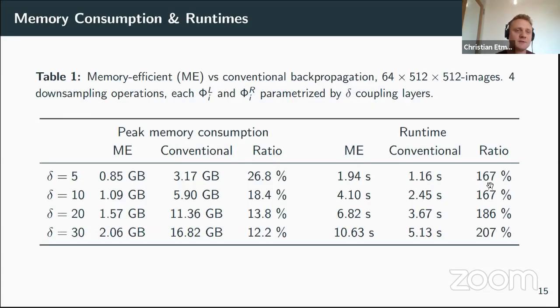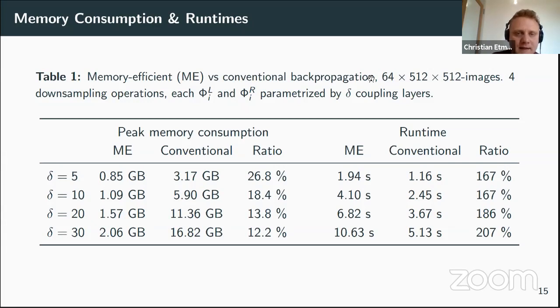Okay, so what we cared about in the beginning was the memory consumption. Let's see whether this holds up to what the theory says, which is that we have constant memory in the depth, meaning that we can make our network as deep as we want without having to store more activations. So what we constructed here was just an invertible UNet with 4 downsampling operations, which we tried on 64 times 512 times 512 images, so rather large image data.